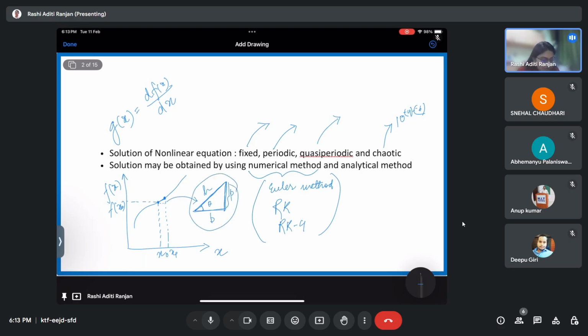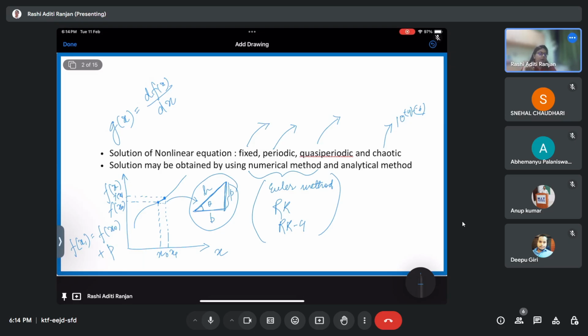So if I know this value, p, what will be the value of this point, f at x1? It will be nothing but f of x naught plus p, correct? Which we can take out by using what? By using the slope that we have, right? Now this is simply the Euler method. Now this is a numerical technique.